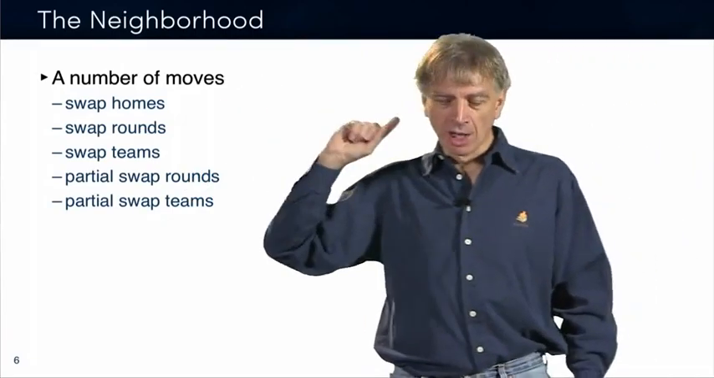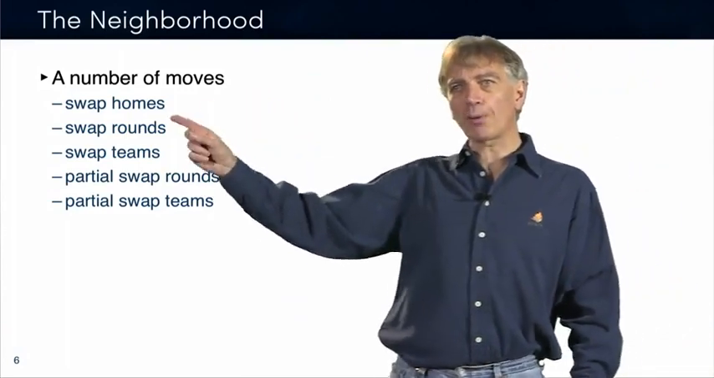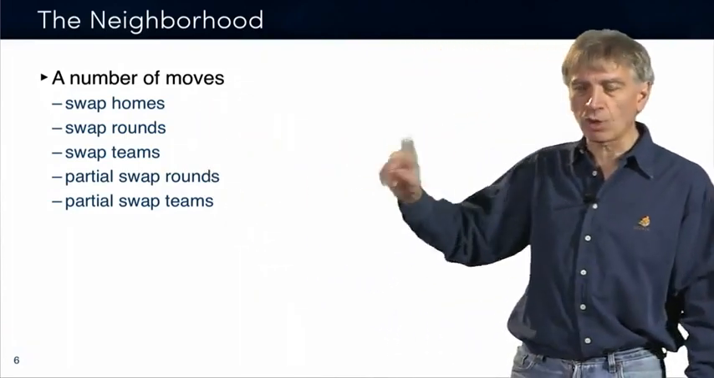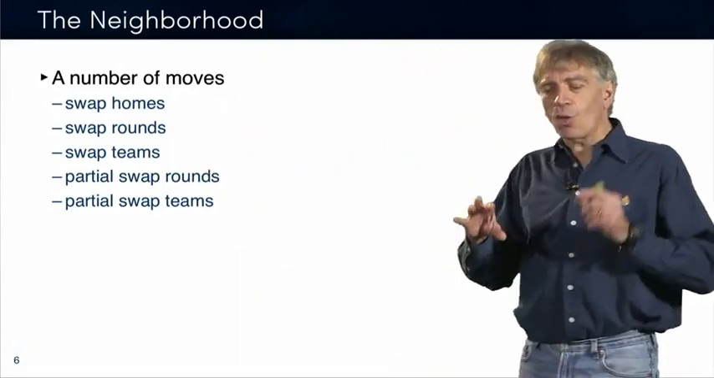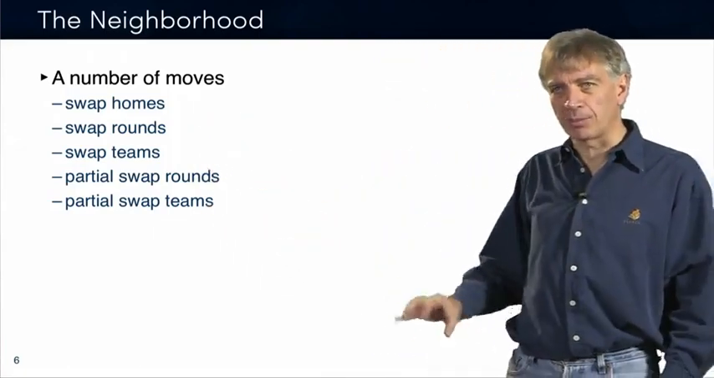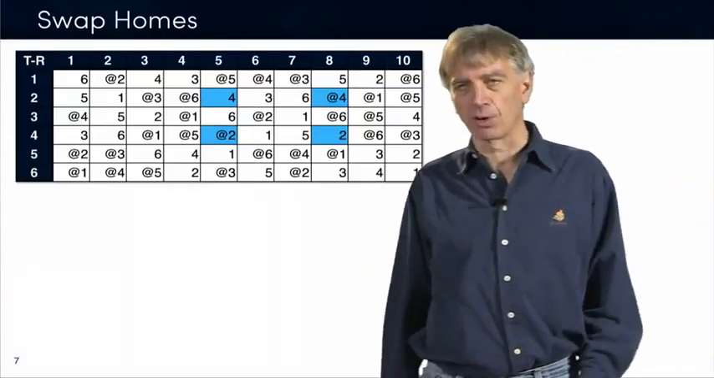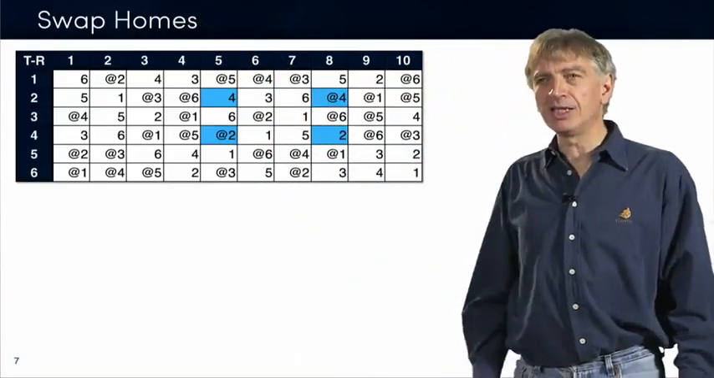So I'm going to show you essentially 5 types of move. You can swap homes, swap rounds, swap teams, and then swap partial rounds and swap partial teams. And I'm going to go over every one of them to show you the beautiful neighborhood that we are defining for this problem. Okay? The first one is the easiest one, right?